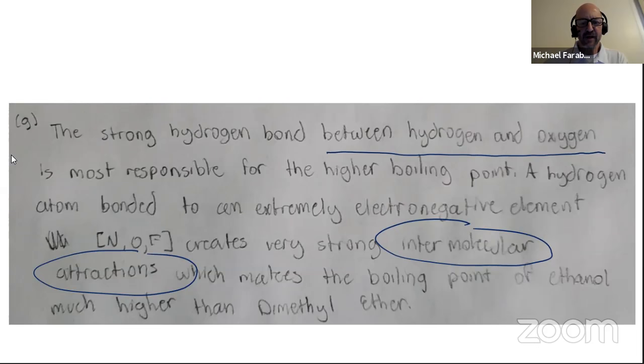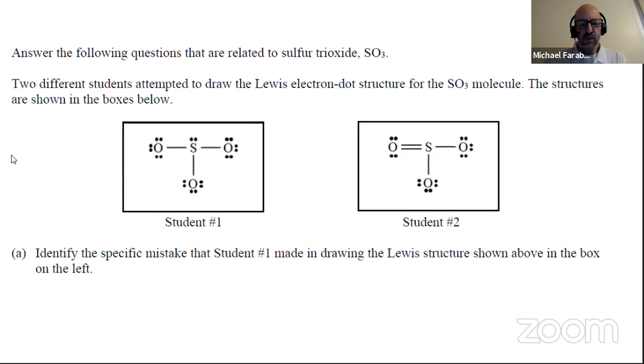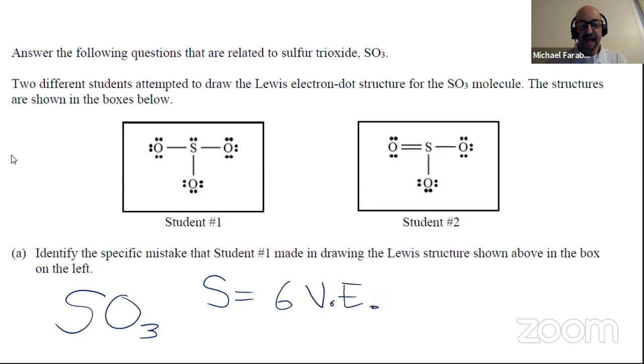All right, on to sample question number 2. We are given 2 Lewis electron dot structures for SO3. If you look on your periodic table, you'll notice that sulfur has 6 valence electrons, and oxygen also has 6 valence electrons. We have 1 sulfur and 3 oxygens, so 6 plus 3 times 6, 6 plus 18 is 24. Looking for 24 valence electrons.